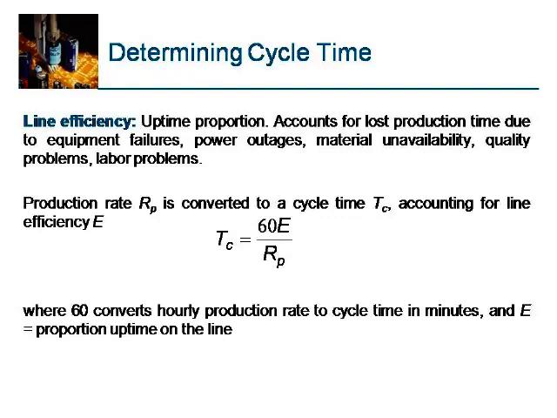So TC is equal to, normally if line efficiency is 100%, 60 by RP. RP is equal to the number of parts per hour, and TC gives you the number of minutes or whatever it is, and E gives you the efficiency. If E is 100%, it is 60 by RP, otherwise E must be less than 1, where 60 converts hourly production rate to cycle time in minutes, and E is proportional to uptime of the line.